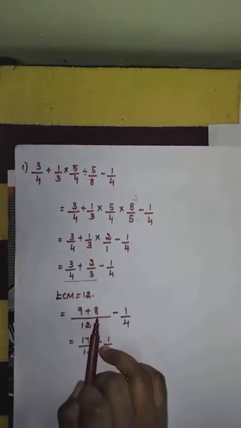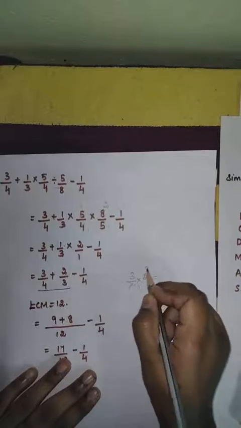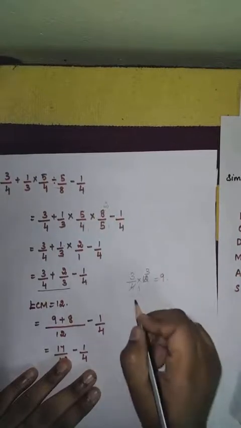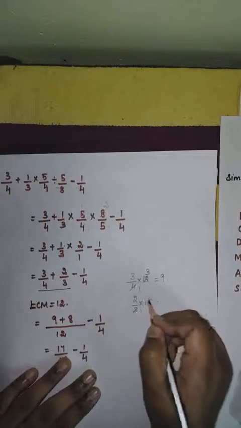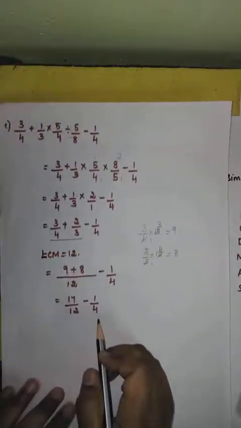So the denominator is 12. You all know how to do addition for unlike fractions, right? So 3 by 4 into 12: 1 4 is 4, 3 4s are 12. It is 9. Then 2 by 3 into 12: 1 3 is 3, 4 3s are 12. It is 8. So 9 plus 8 divided by 12 minus 1 by 4. 9 plus 8 is 17. 17 by 12 minus 1 by 4.